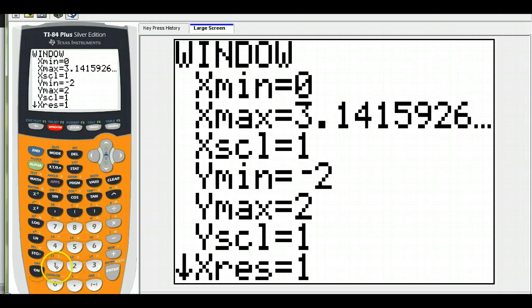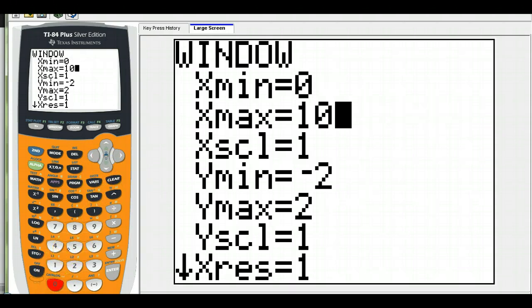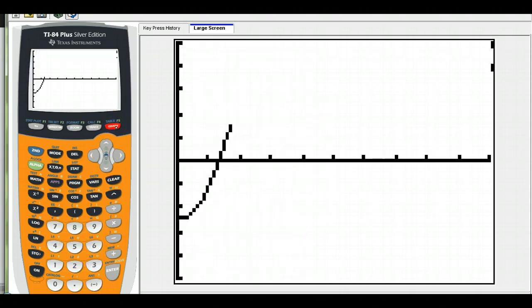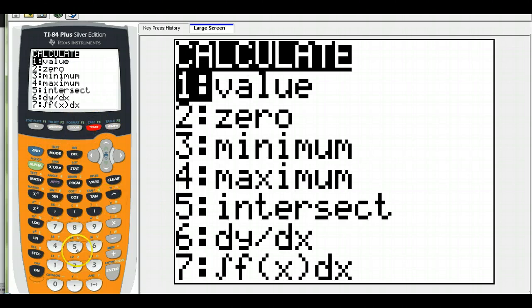Let me go to... ln x is not defined for x negative, so I'll start at 0. I'll go to 10. I'm guessing that you don't have a lot of zeros. For y, let me take negative 5 and 5. Let's see what we have. Let's look at the graph. That's it. Alright, so let's grab a zero.